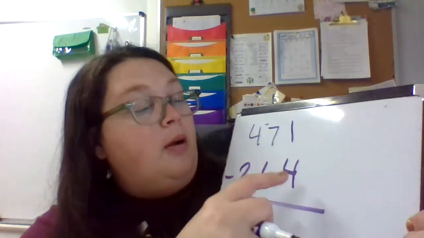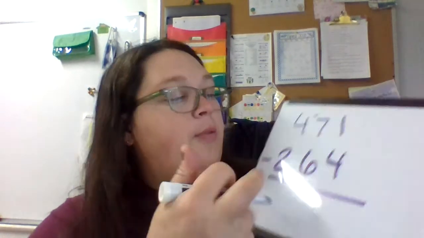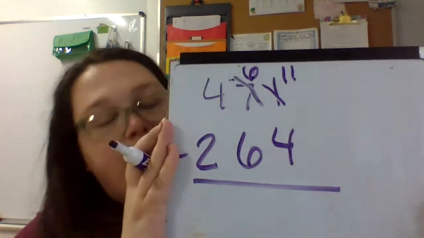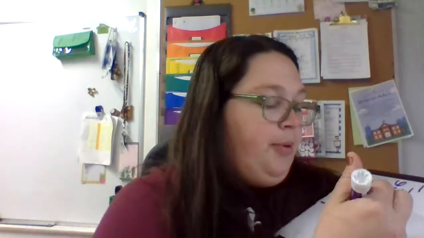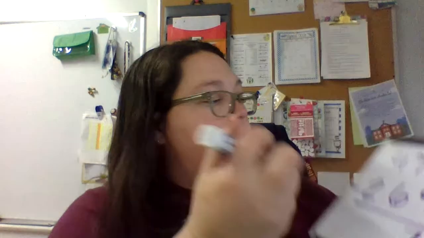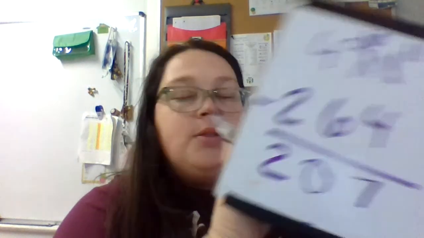Okay, so for 1 subtract 4, you can't do it. 1 subtract 4, you would have to borrow from your tens place. So we're going to make this 7 a 6, and then we're going to change this and make this 11. Okay, so now we have 11 subtract 4, and we can do that pretty easily. 11 subtract 4 is 7, and then you have 6 subtract 6, which is 0, and then 4 subtract 2, which is 2. So 207.